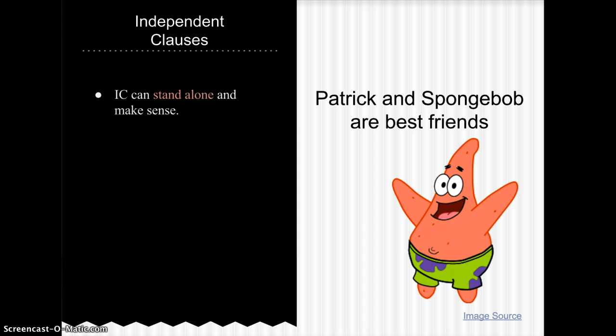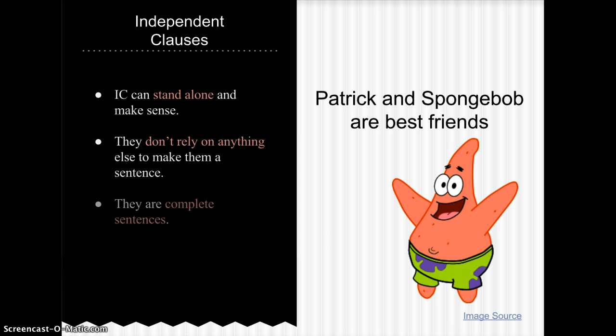Independent clauses can stand alone and make sense. That clause above Patrick's head, you understand that. It's pretty simple. They don't rely on anything else to make them a sentence. So again, these aren't relying on extra words or phrases to make them a sentence by themselves. They're independent.